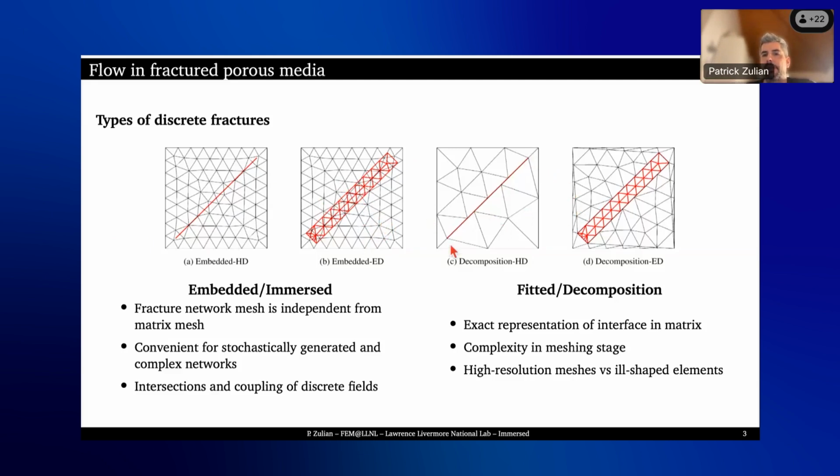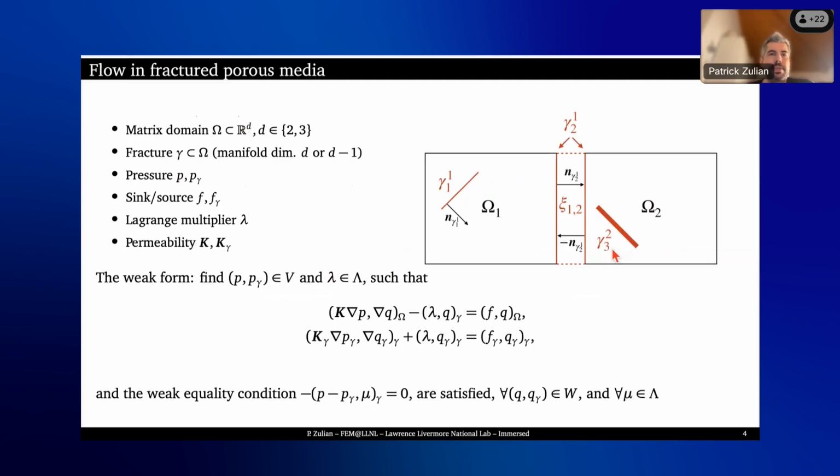Here, the interface or the fractures are captured exactly in the background mesh. As you can see, also at the interface, the meshes don't have to match, but at least the geometry of the fracture needs to be captured exactly. So this is nice for accuracy. However, all the complexity falls into the meshing stage, which sometimes is not feasible because you have things moving and so on.